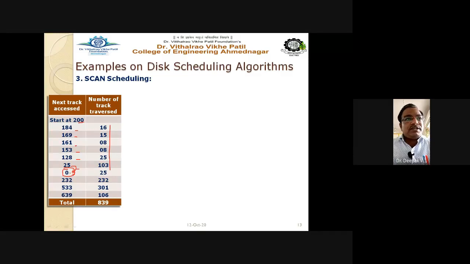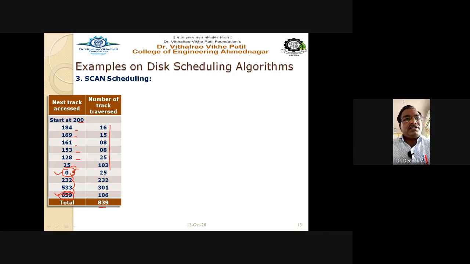Then from 0 it has to start again to 232. Then it will go to 533, and then it will go to 639. So these are the two additional requests added here in case of the SCAN algorithm, because the head reaches the extreme ends, the start as well as the end point.